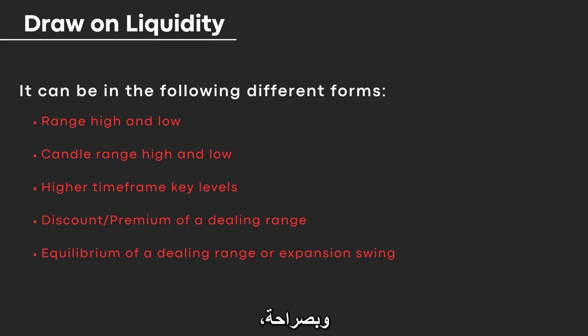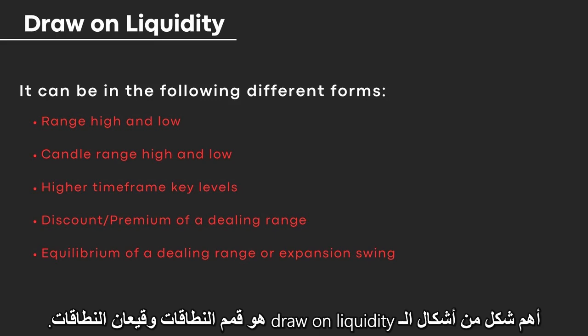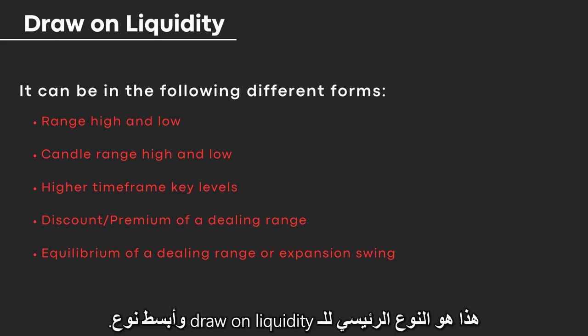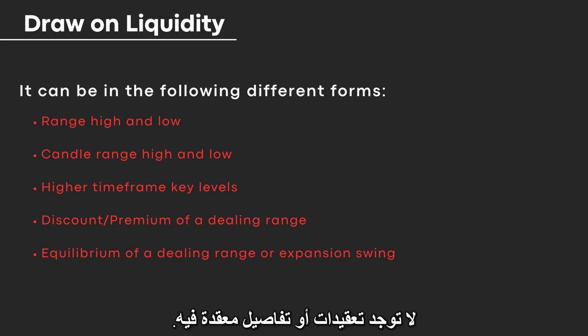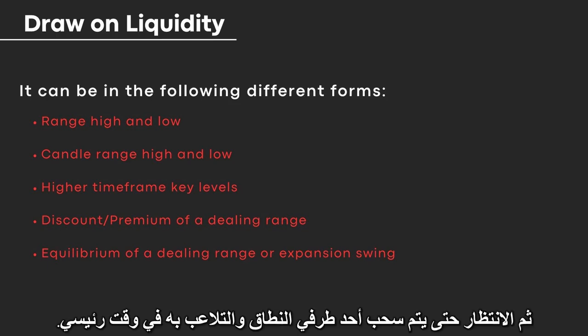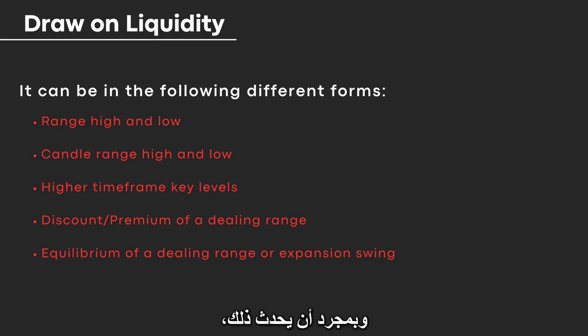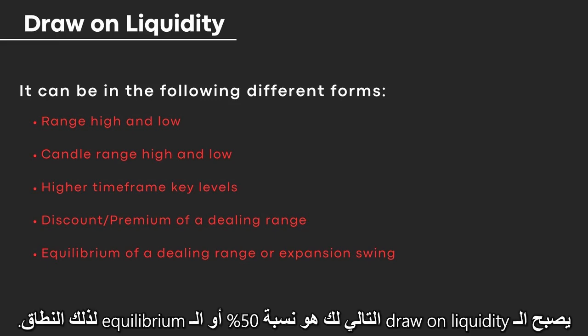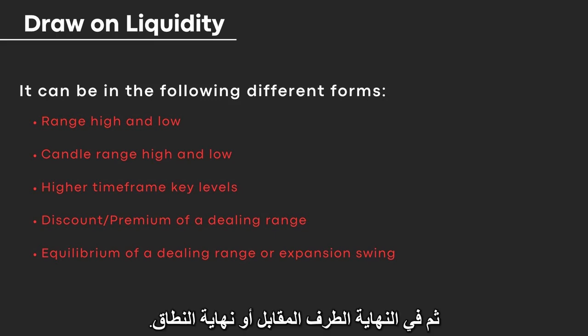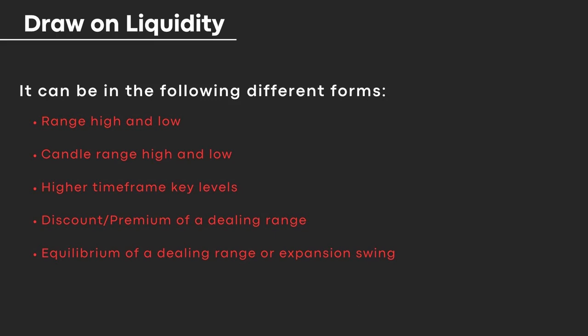The first and honestly the most important form of drawn liquidity is range highs and range lows, right? This is the main type of drawn liquidity and the simplest type. There are no complicated or complex intricacies or details to it. You just have to determine the range high and range low and then wait for one extreme of the range to be purged and manipulated at a key time. And once that happens, your next drawn liquidity becomes the 50% or the equilibrium of that range, and then eventually the opposing extreme or end of the range, right?